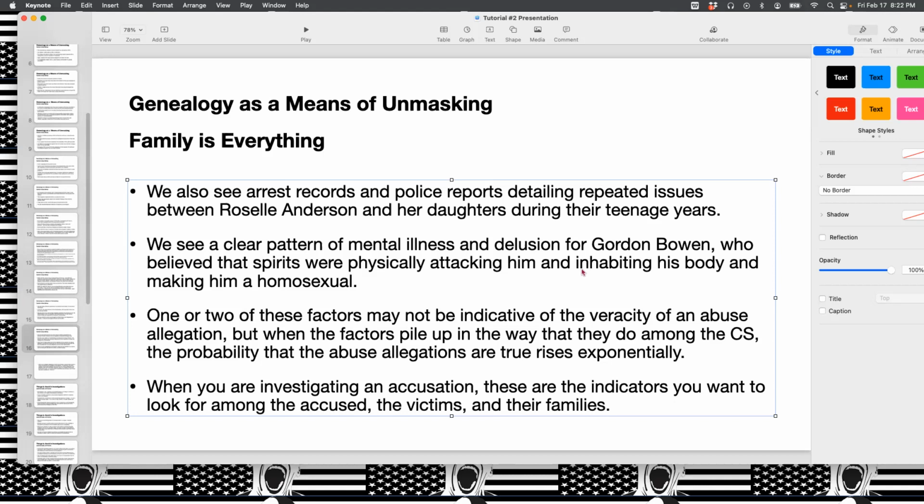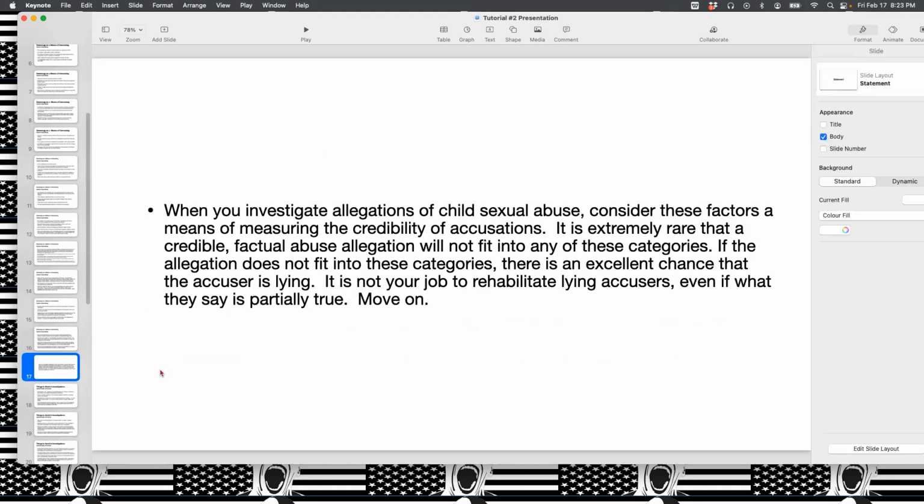So, one or two of these factors may not be indicative of the veracity of an abuse allegation, but when the factors pile up in the way that they do among the members of the Church of Satan, the probability that the abuse allegations are true rises exponentially. So when you are investigating an accusation or a set of accusations, these are the indicators that you want to look for among the accused, the victims, and their families. Because you don't want to spend all of your time chasing non-credible accusations or accusations that aren't likely true. That's a waste of your time, it's a waste of your skill. So you consider these factors as a means of measuring the credibility of the allegations.